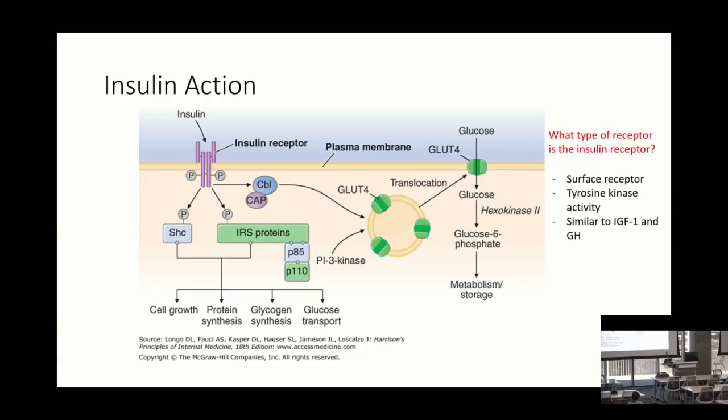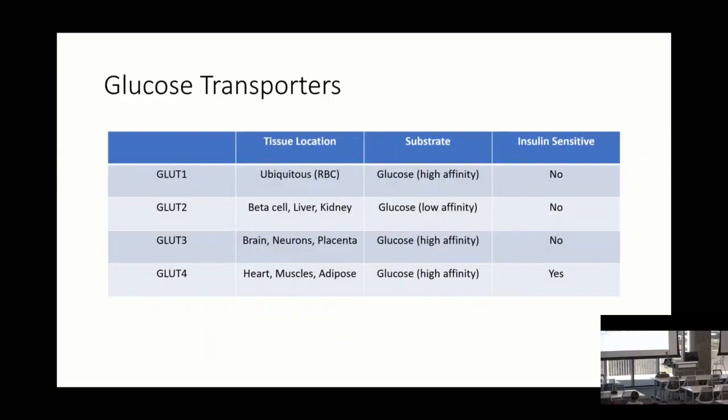So it's a surface receptor, tyrosine kinase activity, IGF-1 and growth hormones. So growth factors also use the tyrosine kinase receptor family. These are some of the glucose transporters we talked about. GLUT2 and GLUT4 we've talked about. GLUT1 is also, so the only one that's insulin sensitive is GLUT4. Everything else is sort of gradient driven, and you can look at this, but this is essentially how glucose gets into cells through the glucose transporters.